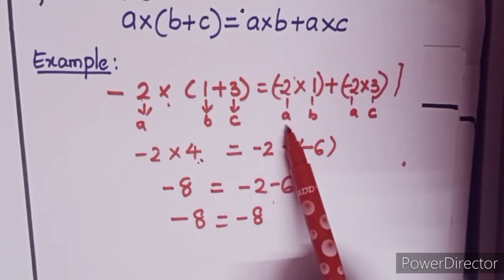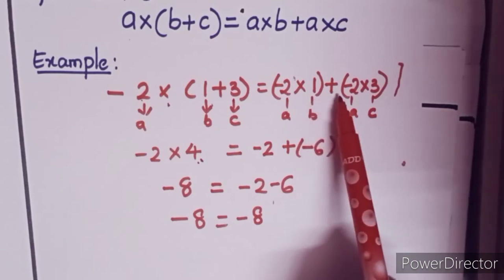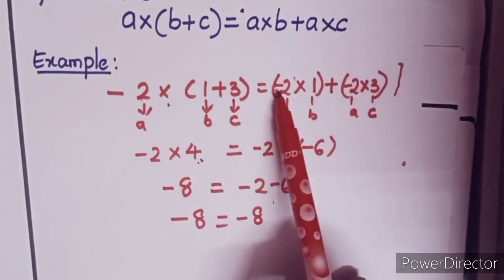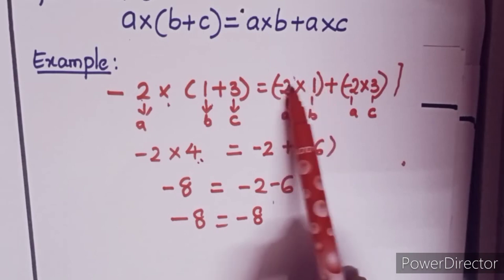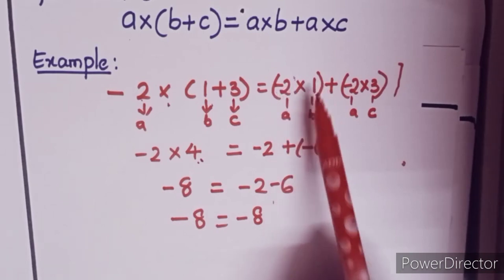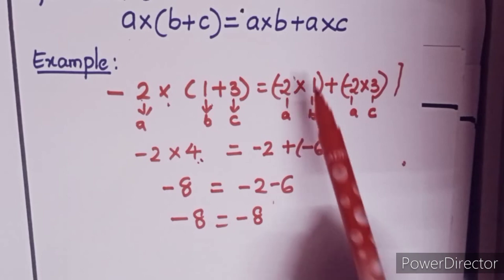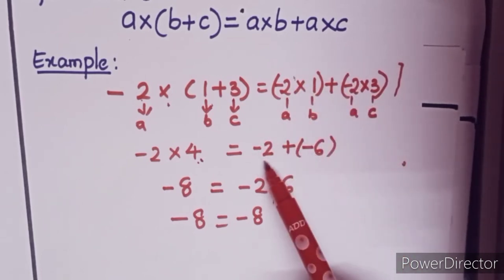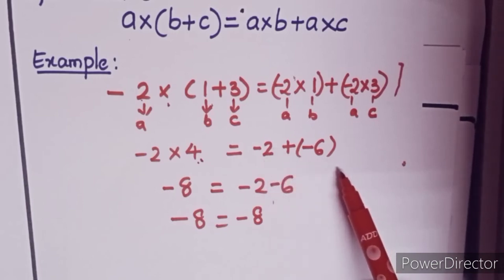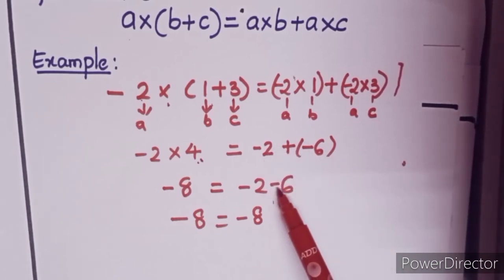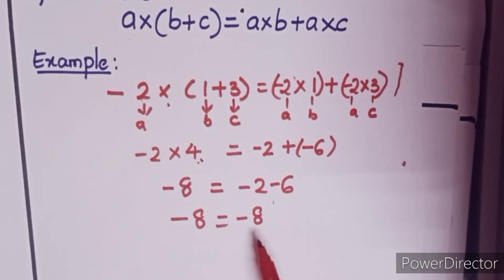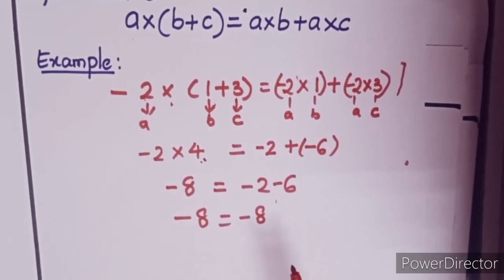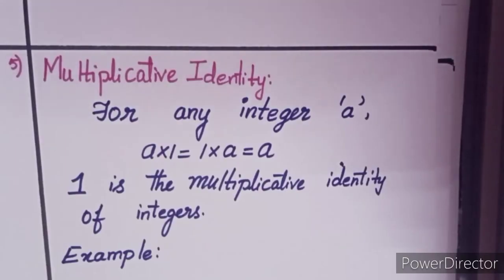Next the right hand side, children. Here we have taken minus 2 as a. Minus 2 into 1 plus minus 2 into 3. First we have to do the multiplication in the brackets. Minus 2 into 1, that is minus 2. 2 ones are 2, minus symbol. 2 threes are 6, minus 6. Minus 2 plus of minus 6. Plus of minus is minus. So minus 2 minus 6, so we get minus 8. So the distributive property also follows the multiplication rule of integers.